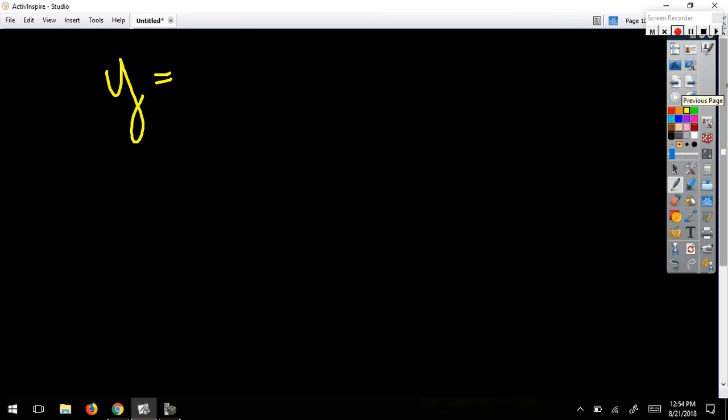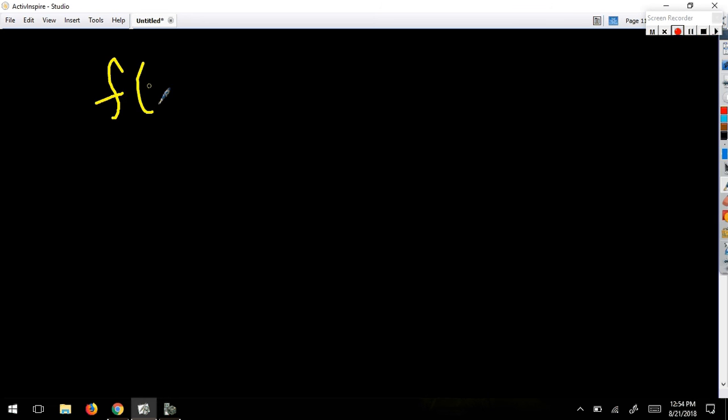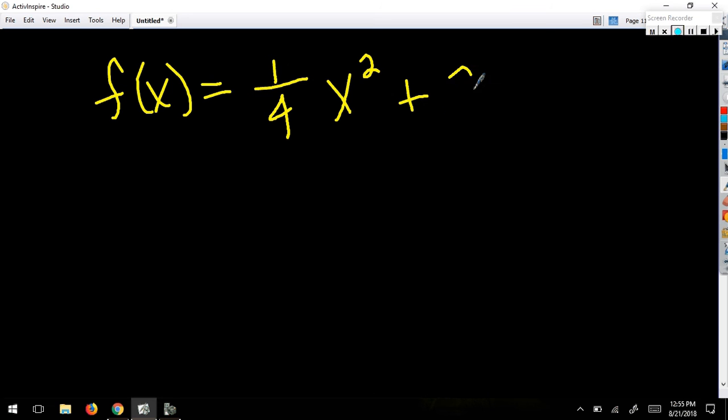Oh, by the way, if you see it written like this, what does that mean? Same thing as y. It means it's a function of x. I hate it. Oh my gosh, it's a fraction. What?